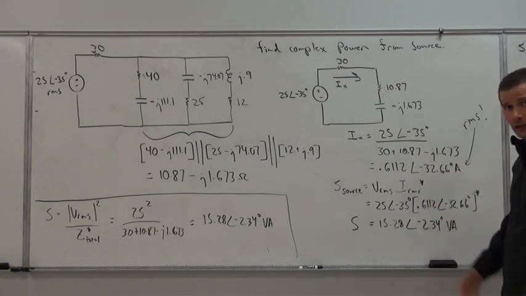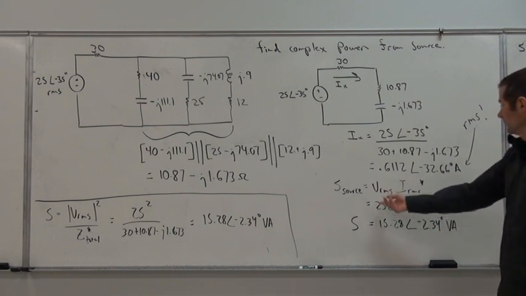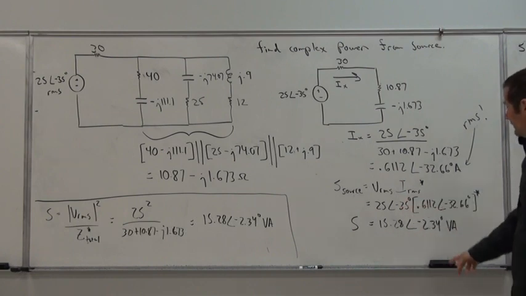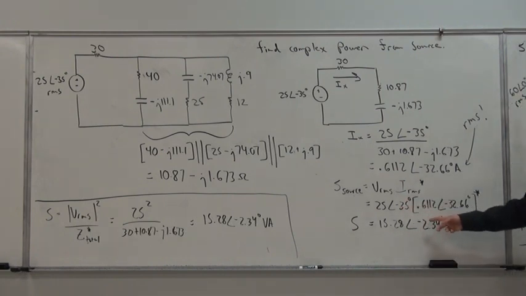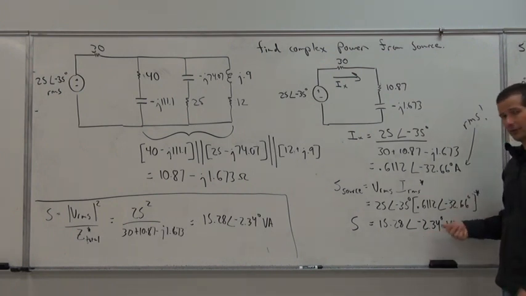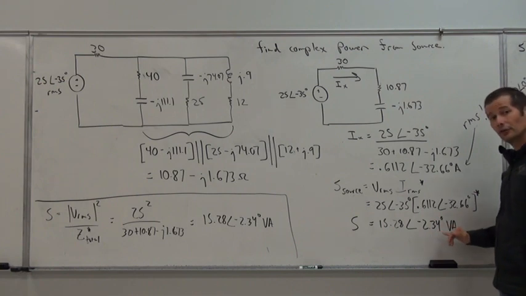So from here we can go through and easily find the complex power from the source, 25 at an angle of negative 35 degrees, and then here multiplied by the conjugate of 0.6112 at an angle of negative 32.66 degrees. That conjugate renders a very, very small value here in terms of the phase difference. So here we get 15.28 at an angle of negative 2.34 degrees volt amperes.